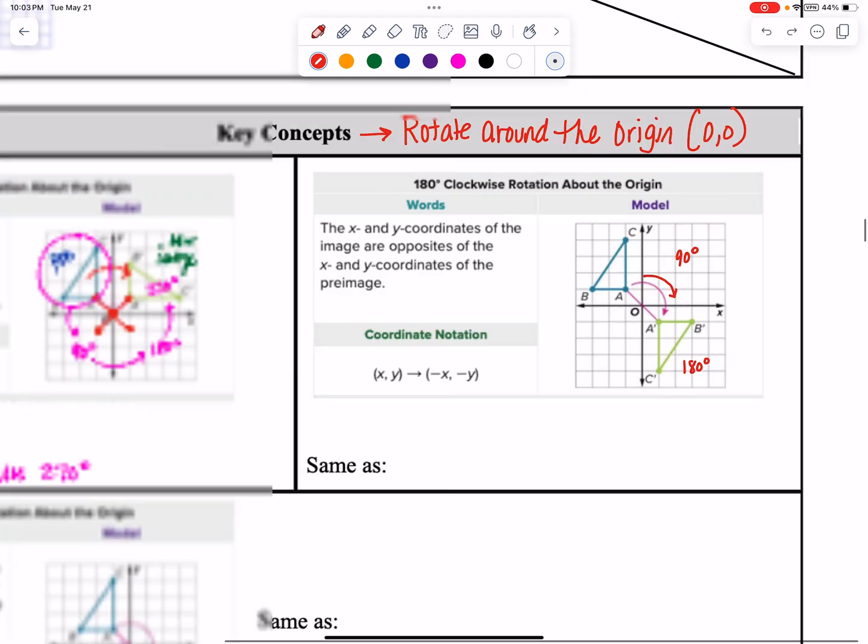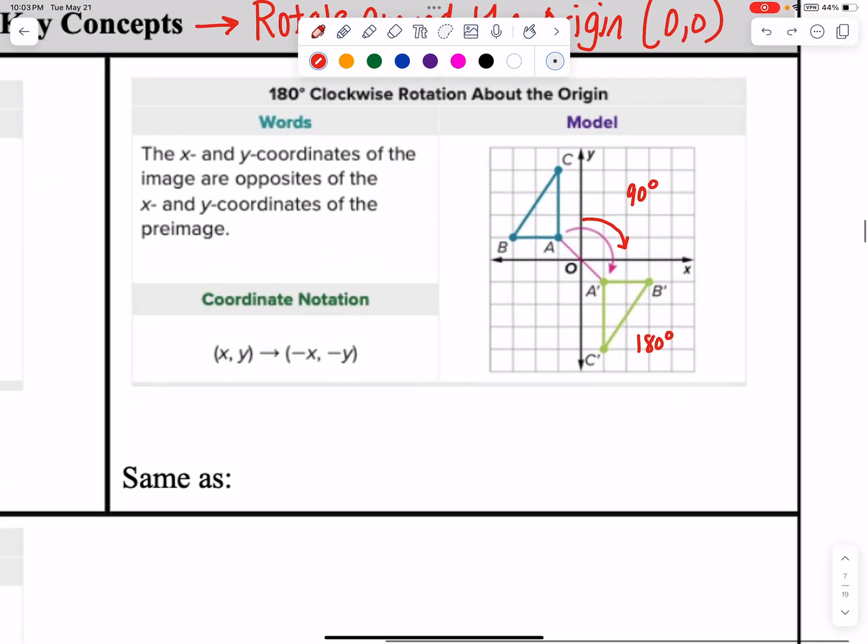So I can see what it did. It went clockwise because it went to the right. So it would say clockwise. How many degrees? Well, it's not in the first quadrant, it's the next one. So clockwise, 180 degrees. And what would this be the same as?